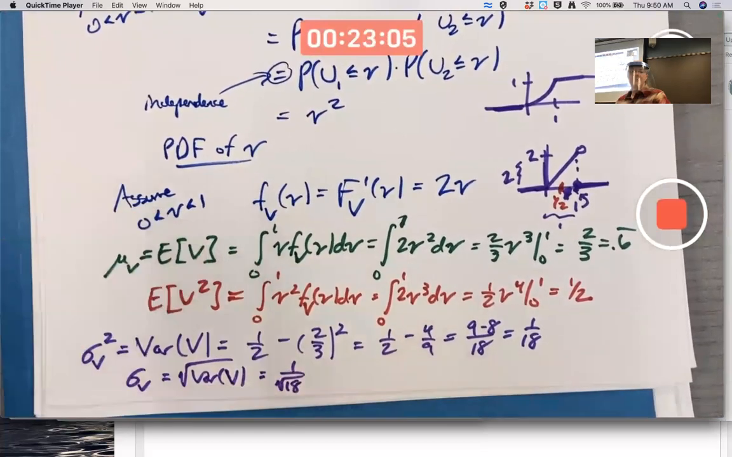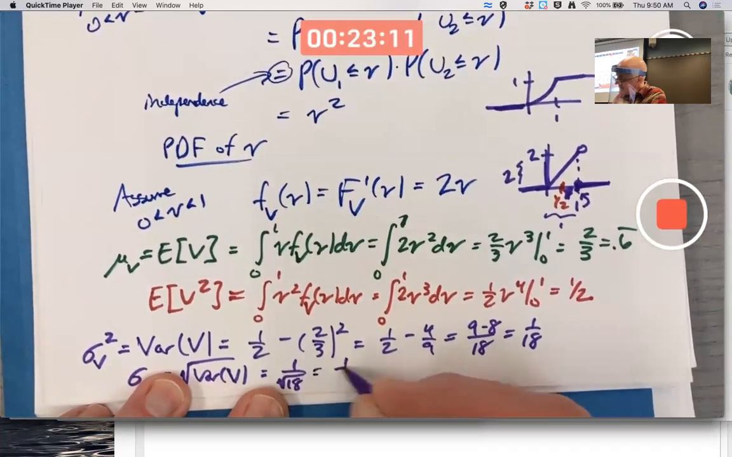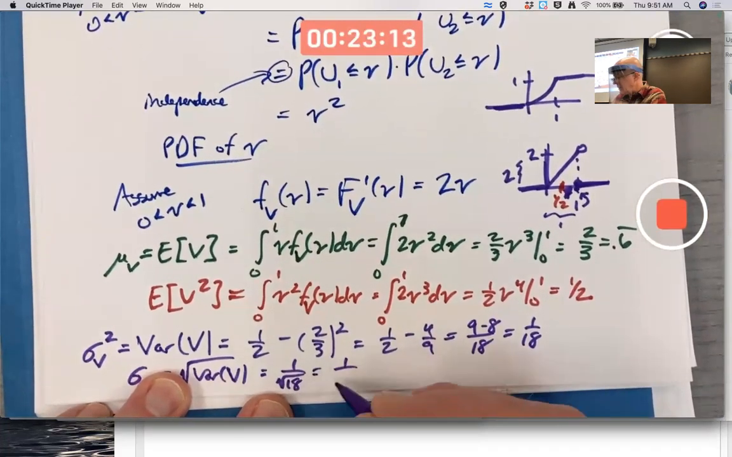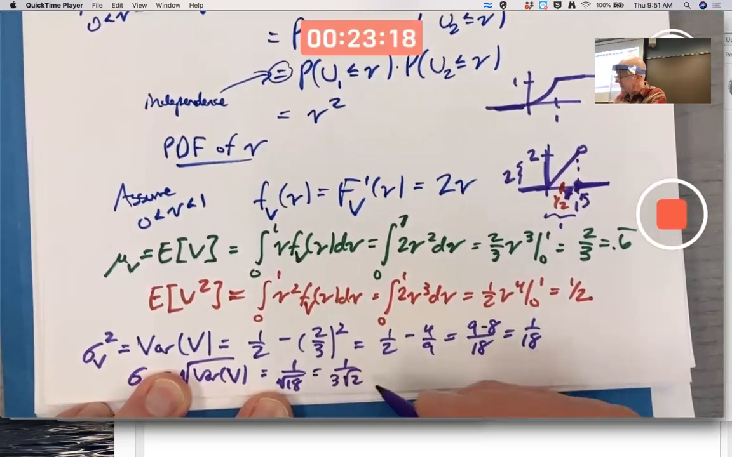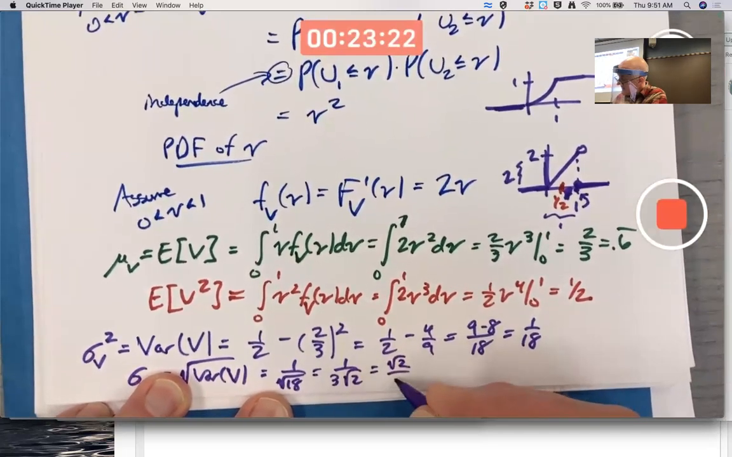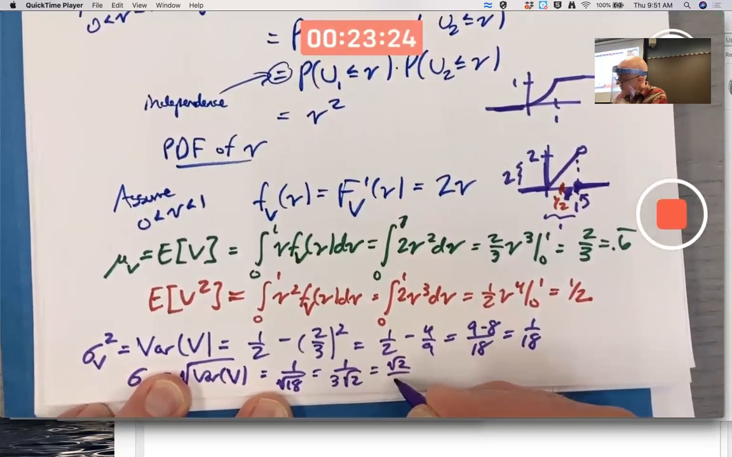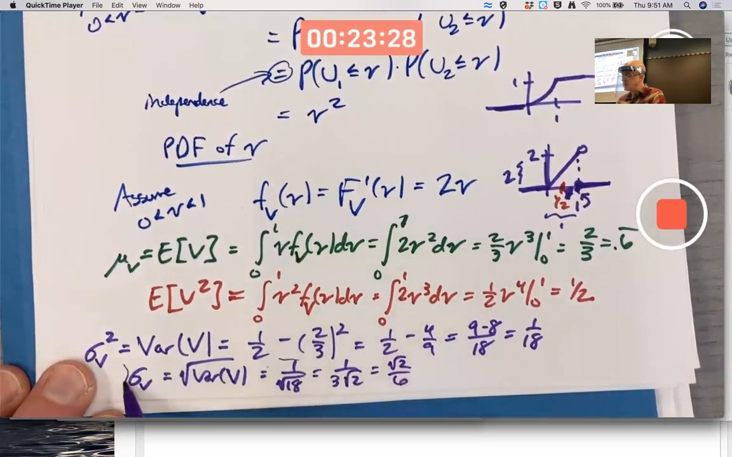And I don't care if you leave the square root in the denominator, it's okay with me. I mean, you also could write this as square root of 9 times square root of 2, which would be 3 square root of 2. You can leave it like that. You can rationalize the denominator if you want. You don't have to. Multiply the top and bottom by square root of 2, and you write it this way. All those are okay, exact forms of the answer for the standard deviation.